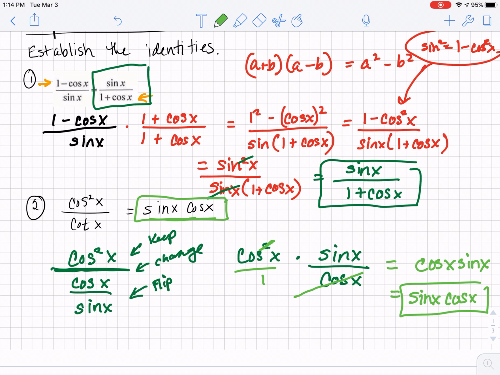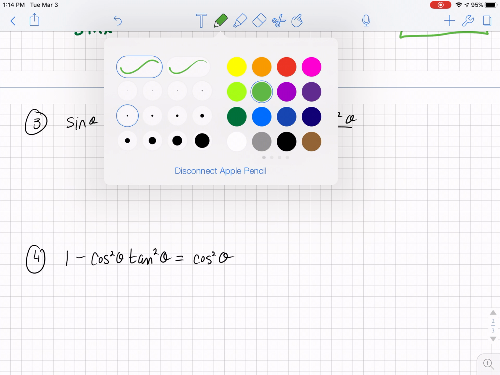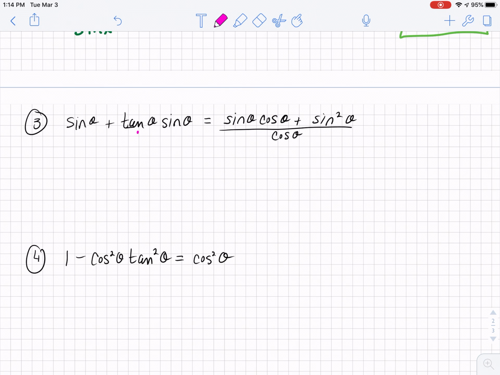Okay, number 3. Again, I'm going to try to turn the tangent into sine over cosine. So here's what I got. Sine theta plus sine theta over cosine theta times sine theta.